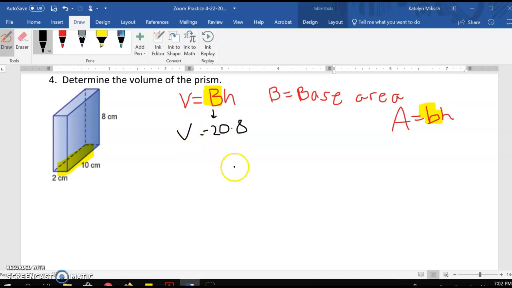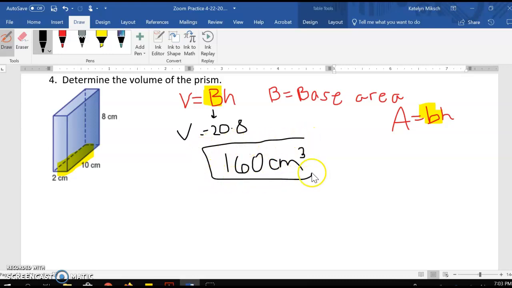So we need to do that math. 2 times 8 is 16. Add the 0 that you have in the problem. You get 160 centimeters cubed. Because it's volume, it's going to be a cubic unit.